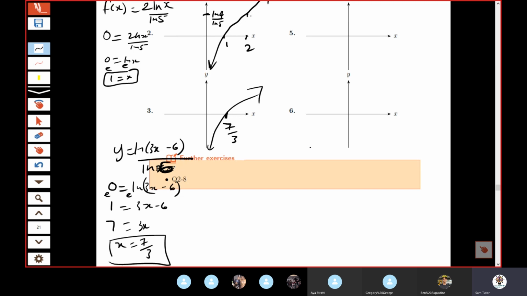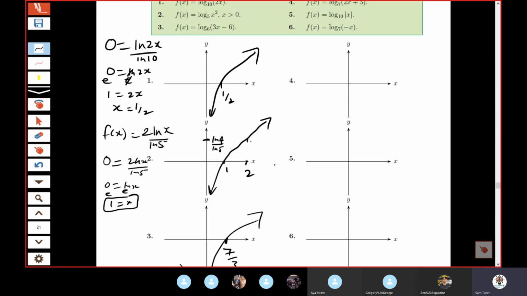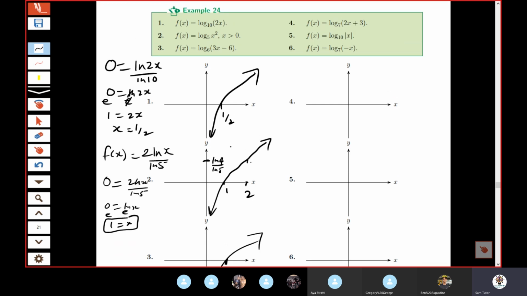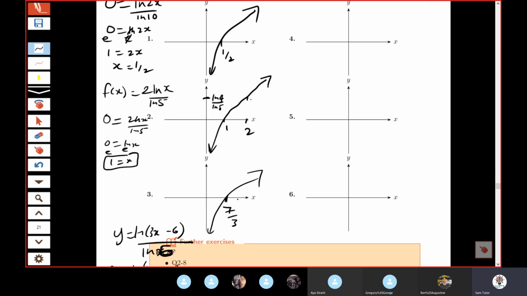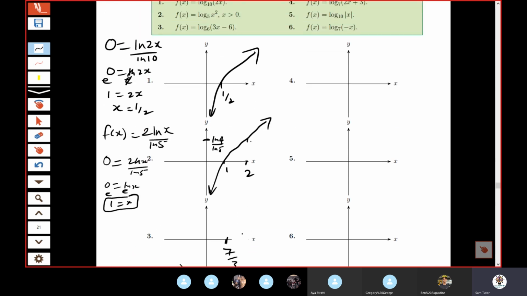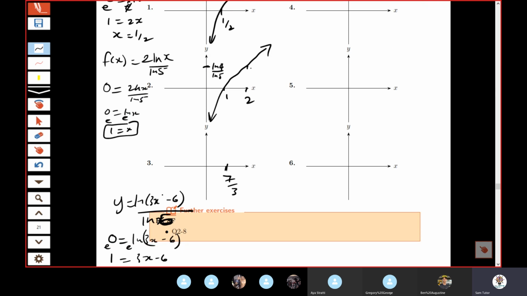And then just draw your log. It has not shifted up or down because it's attached to the x. No, that was wrong. That one has shifted because it is attached to the x. We're not moving up and down. 3x take away 6.